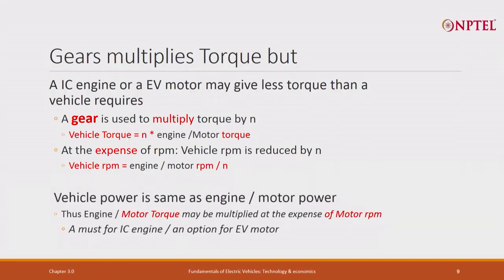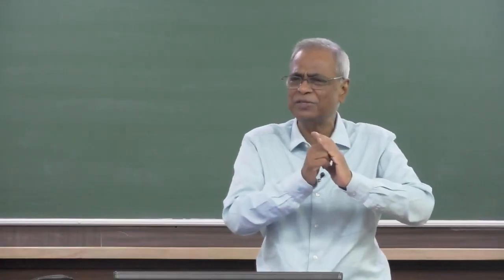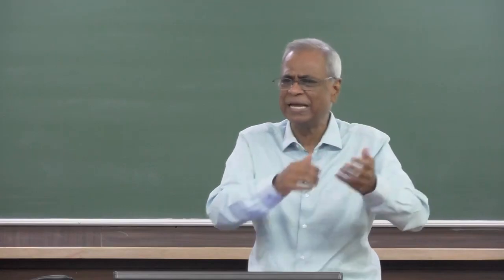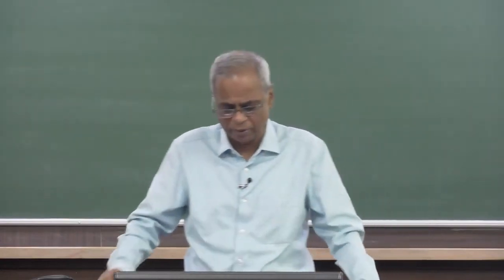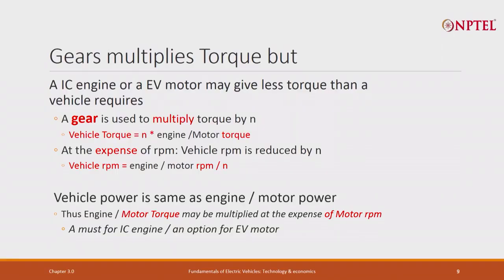Remember, while torque gets multiplied, the RPM gets reduced by the same factor. So, power remains the same. Finally, you cannot generate power, you cannot lose power. Of course, power goes down by a small amount, to the extent that gears are not 100% efficient. They are fairly good, 98, 97 percent, but a few percent of the power will go. So, in an engine or motor, torque may be multiplied at the expense of engine or motor RPM.